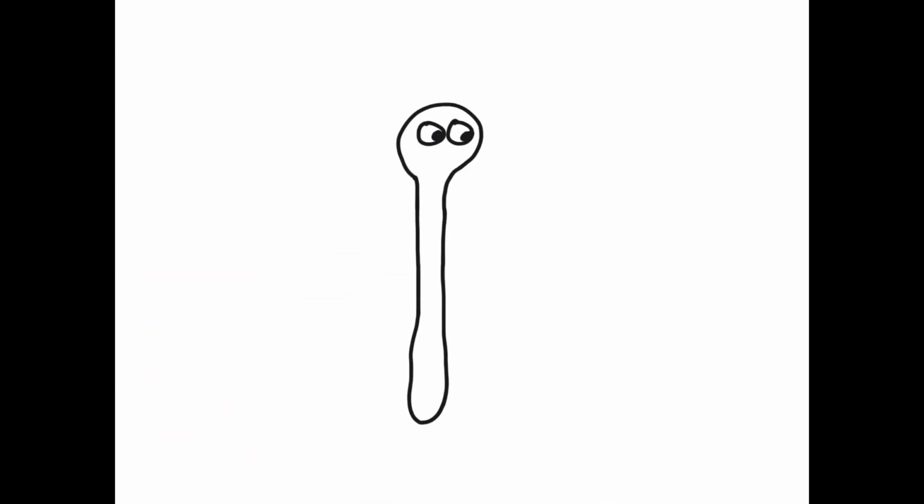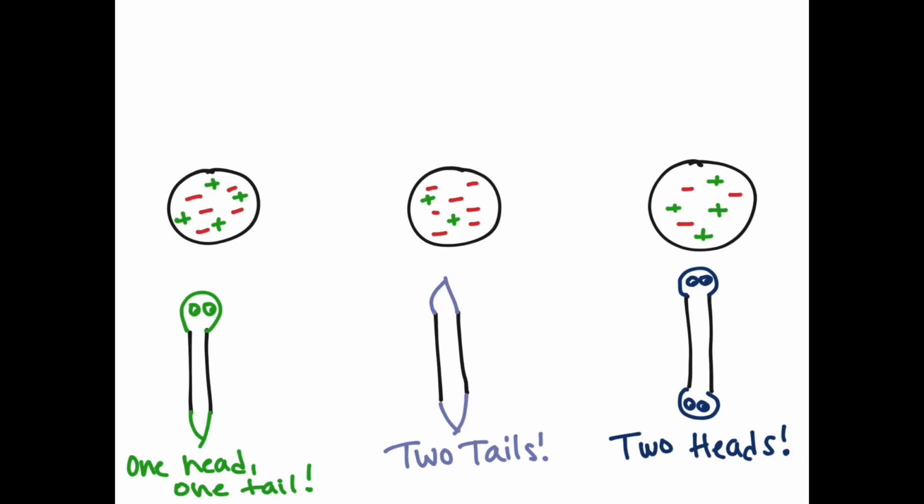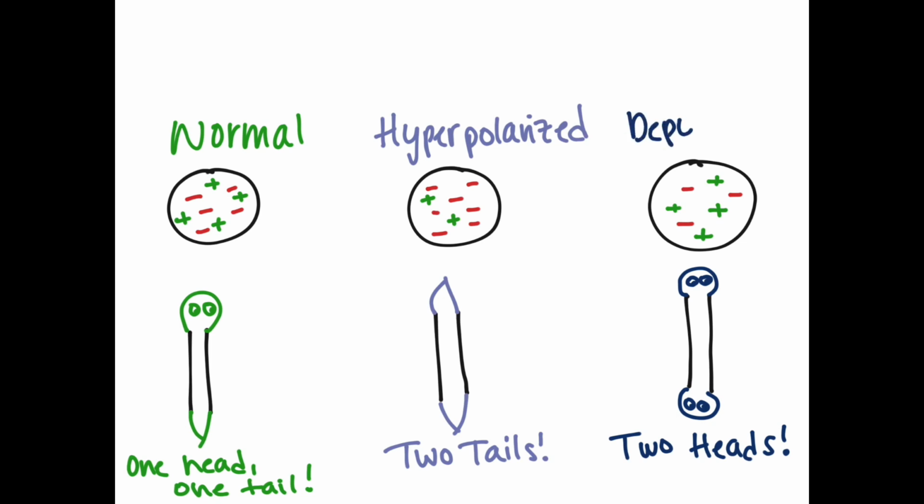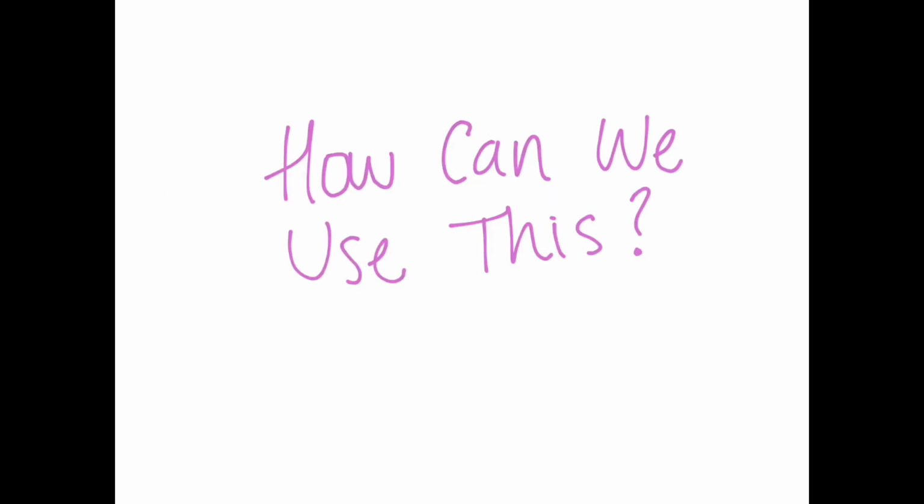Let's look at an example of how this works. Let's say we have a worm and we amputate the two ends of it. If we have normal regrowth with normal cells, we would see a head regrow on one end and a tail regrow on the other. If we were to have hyperpolarized cells, meaning they're more negatively charged, we might see tails grow on both ends. If we have depolarized cells, meaning more positively charged, we might see a head regrow on both ends.